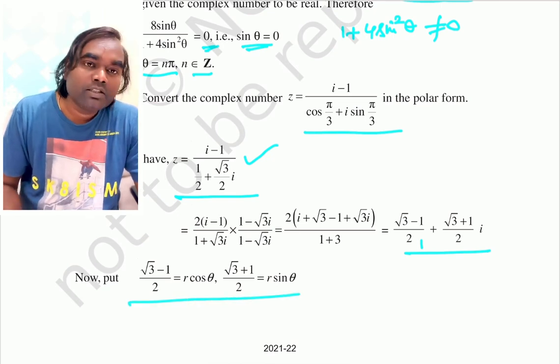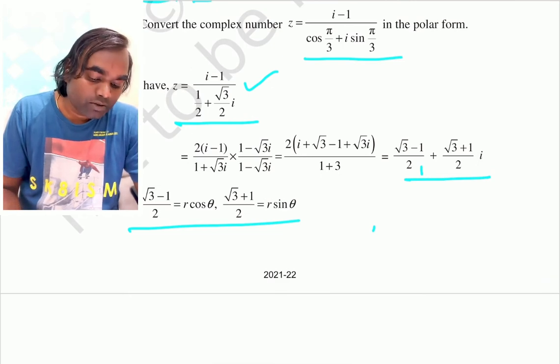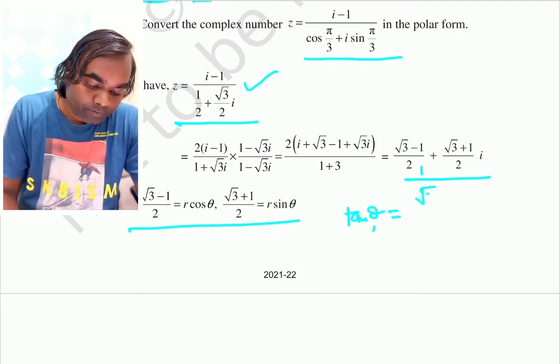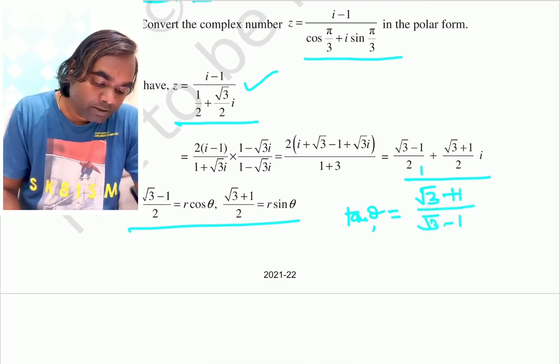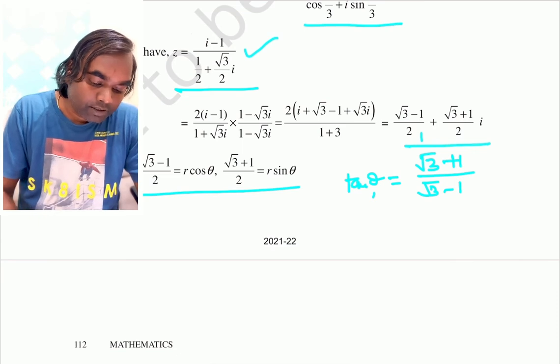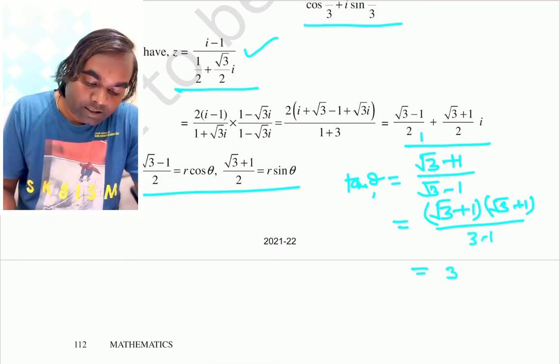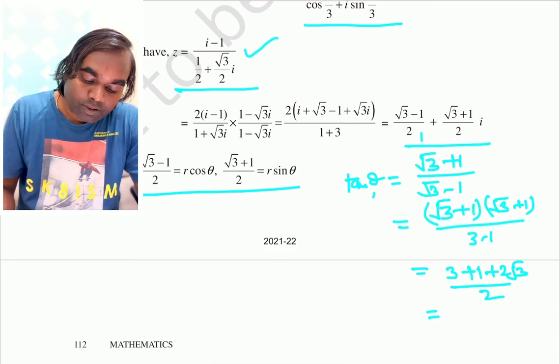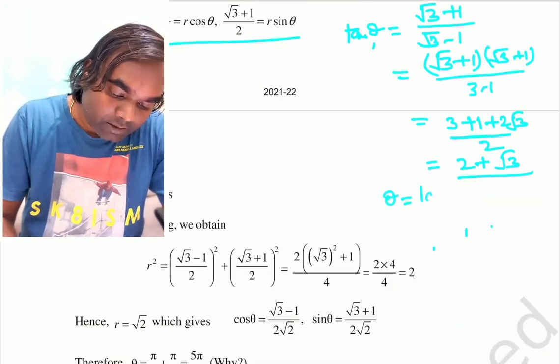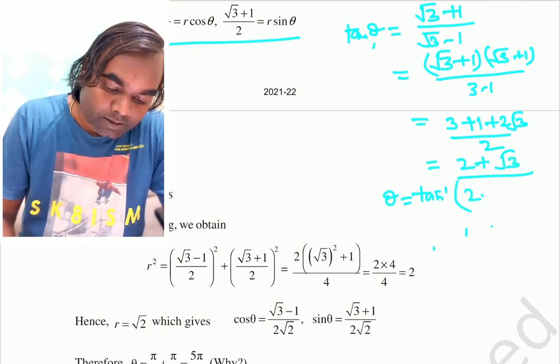right? That means r cos theta is equal to square root 3 minus 1 by 2 and r sin theta is equal to square root 3 plus 1 by 2. Therefore tan theta is equal to square root 3 plus 1 by square root 3 minus 1, and after simplification you will get square root 3 plus 1 into square root 3 plus 1 by 3 minus 1, that is 3 plus 1 plus 2 square root 3 by 2, that is 4 plus 2 square root 3 by 2, which is 2 plus square root 3. We can calculate theta is equal to tan inverse 2 plus square root 3.